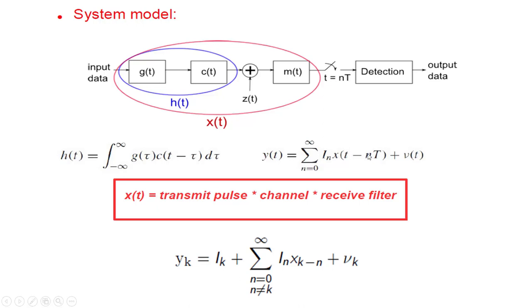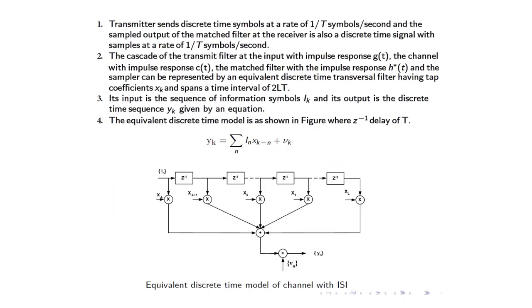In that case, we will have to do something before the detection, right, to cancel out the effect of inter-symbol interference. And that job is done basically by the equalizer. And that process of mitigating the effects of the inter-symbol interference will be called equalization. Right, let's look at the details in coming slides.